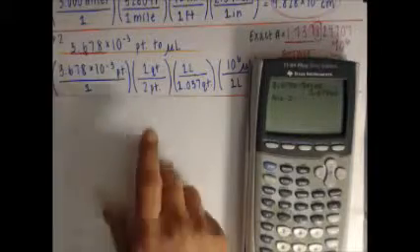Getting blurry for just a moment. And then we are going to divide by 2. Alright, apologize for that, it was getting blurry.